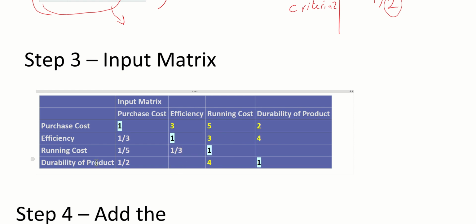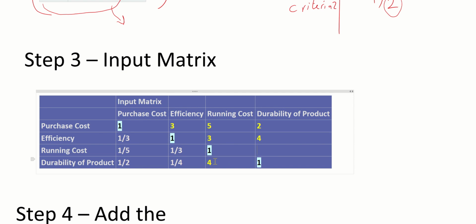And then for durability of product and efficiency, I'd use the inverse. So efficiency and durability, I gave it a 4. The inverse of that would be 1 over 4. So notice that this is exactly the transpose over here. So this row is transposed, but it's given the inverse in that column. Okay, likewise for the row above. So we take the inverse, and we generate these numbers.